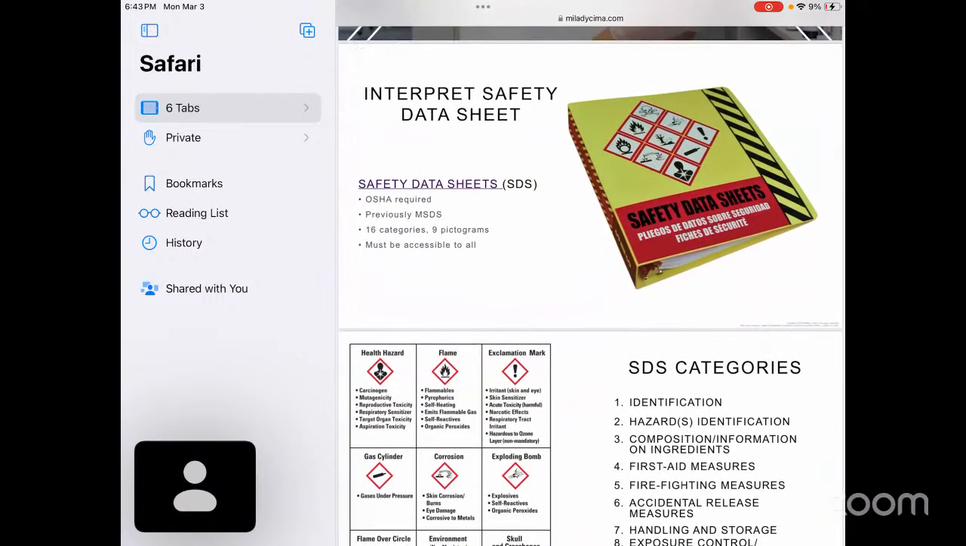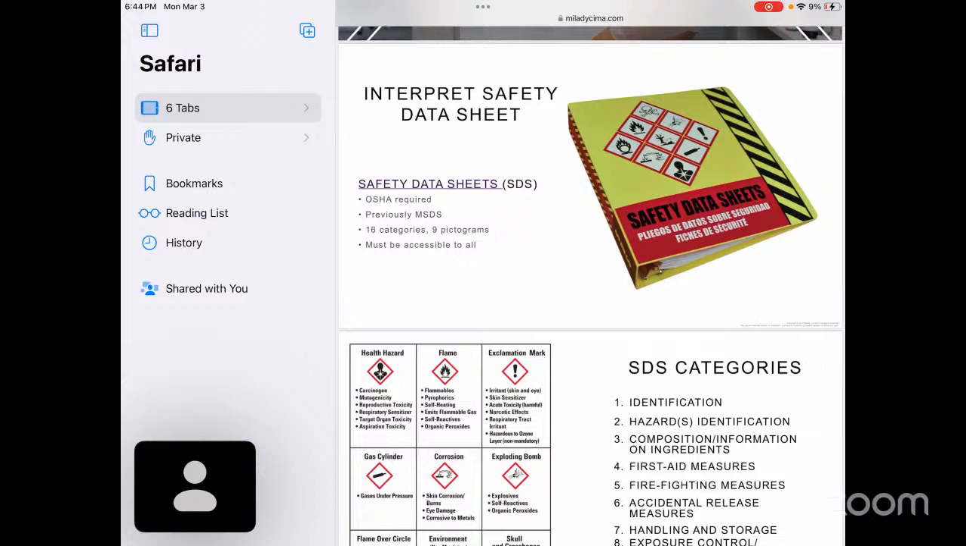Here's the SDS sheets. It says interpret safety data sheets. Every product that you use, chemical, every product that you use to shift and prepare the skin, give the client their desired look, every product comes with a safety data sheet. Every product, okay? Which means it's OSHA approved. So it has a number that says OSHA has approved this facility and this product. Previously MSDS, so we used to call it material safety data sheet. Now it's safety data sheet.